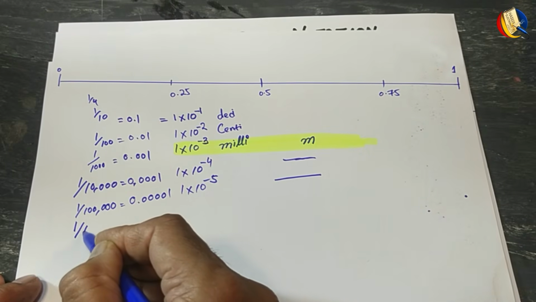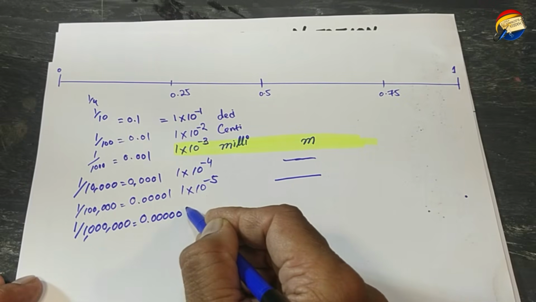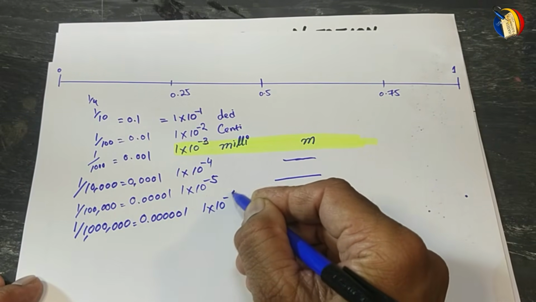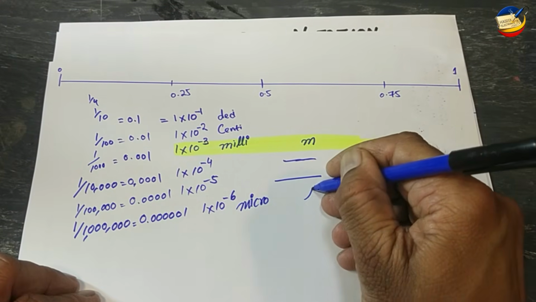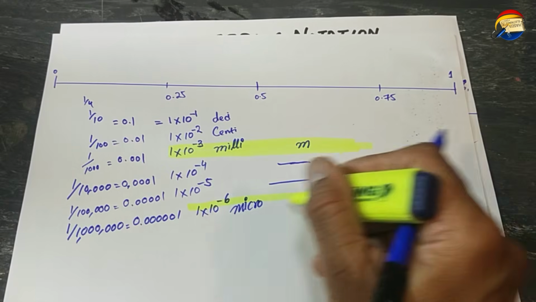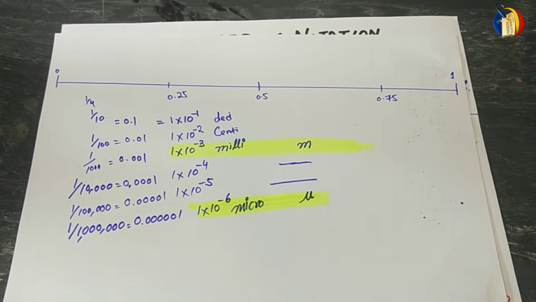1 over 1 million. It is 0.000001: 1, 2, 3, 4, 5 and then 1. It is 1 into 10 raised to the power minus 6. It is called micro, and its symbol is the Greek letter mu. It is common in scientific notation and engineering notation.